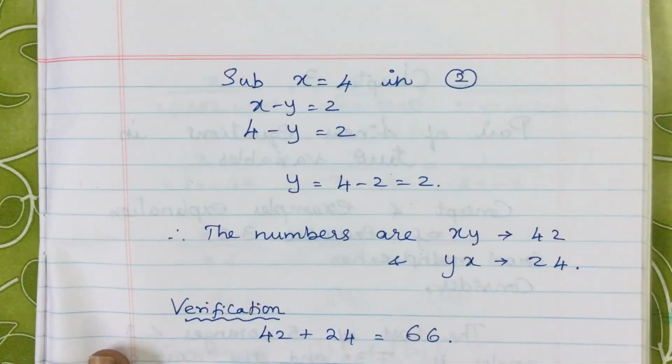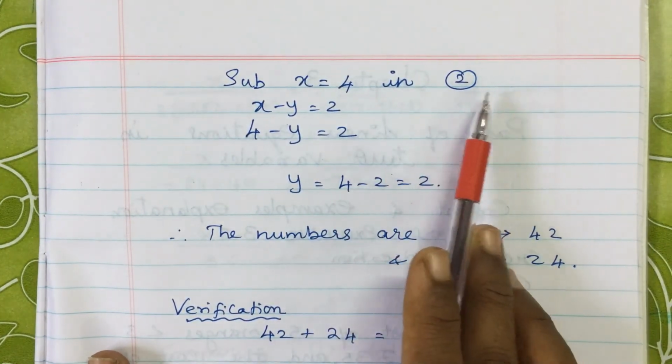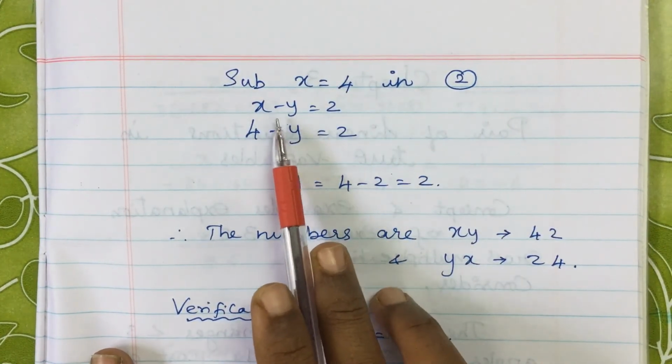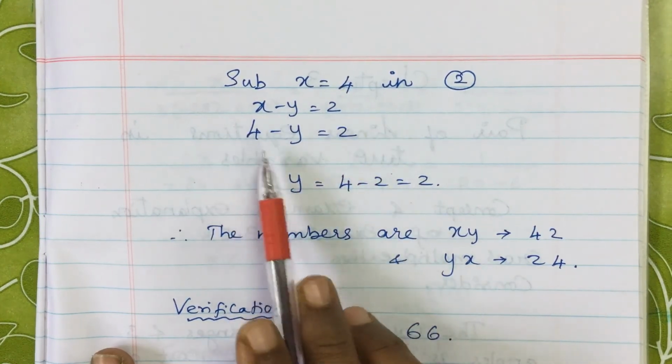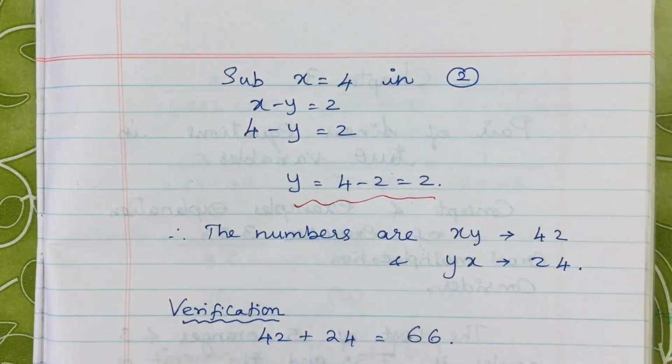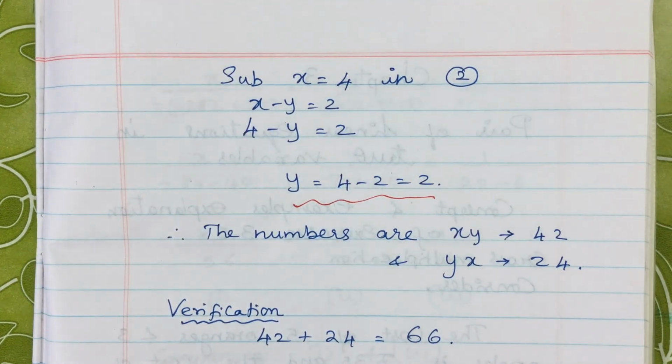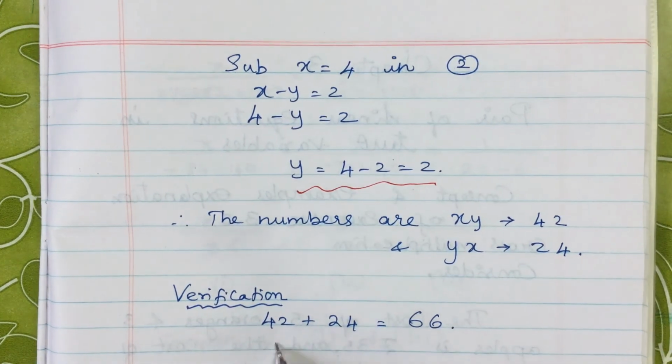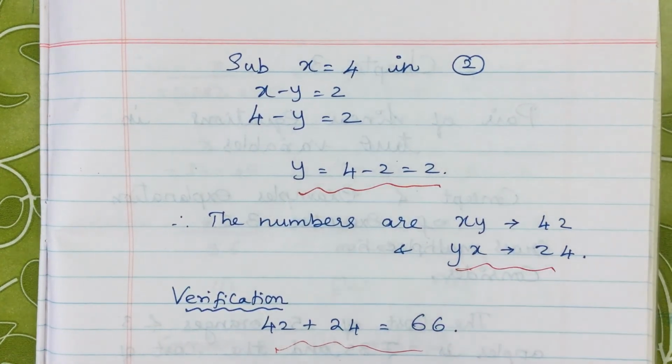And then substitute your x equal to 4 in equation 1 or 2. I substituted in x minus y equal to 2. On substituting x, I am getting y as 2. So therefore the number should be 42, and 24. So how many such numbers do I have? Sometimes I may have 42 or 24. These are the answers. Thank you.